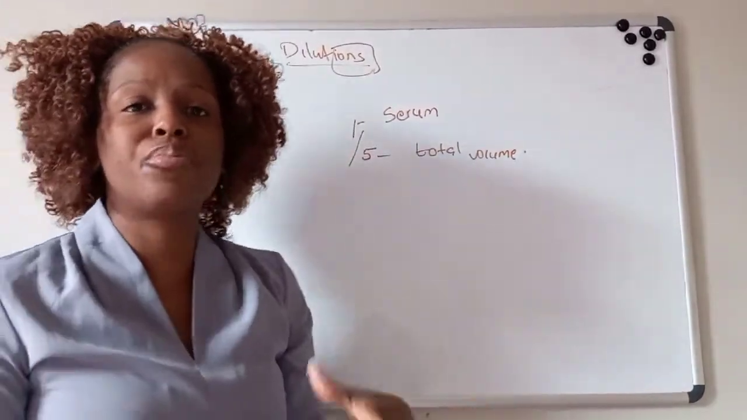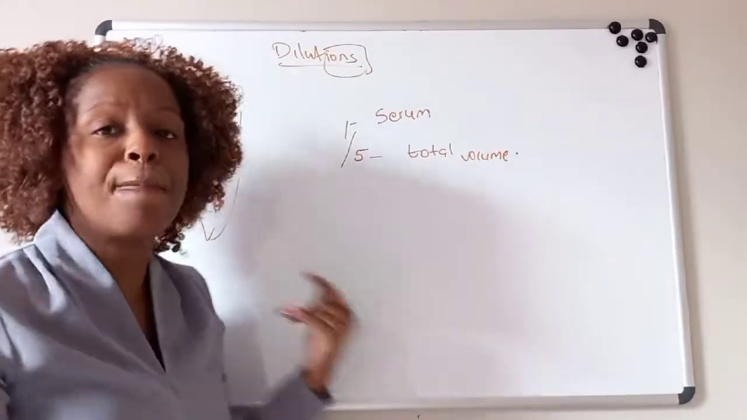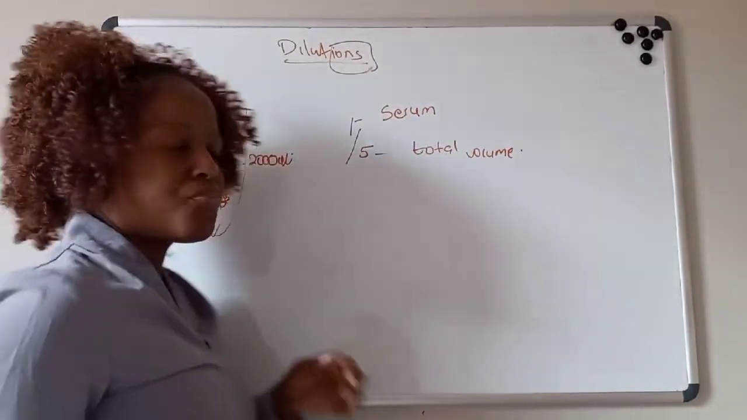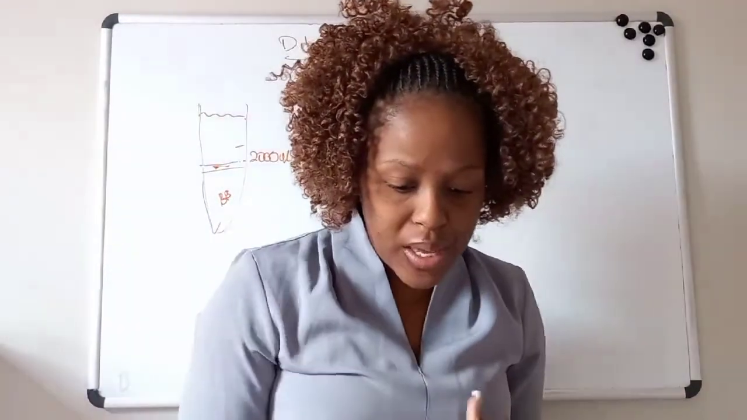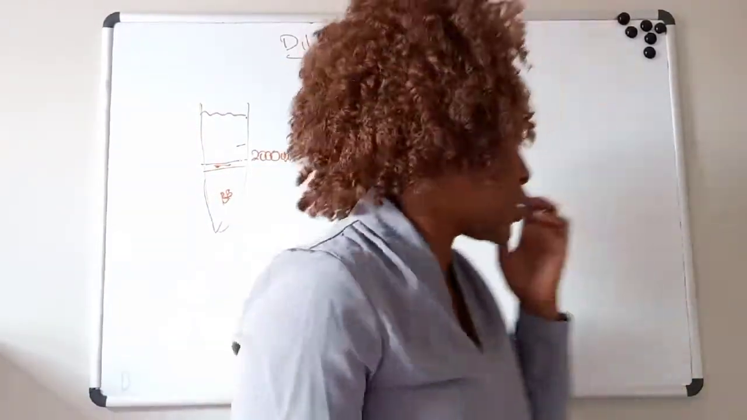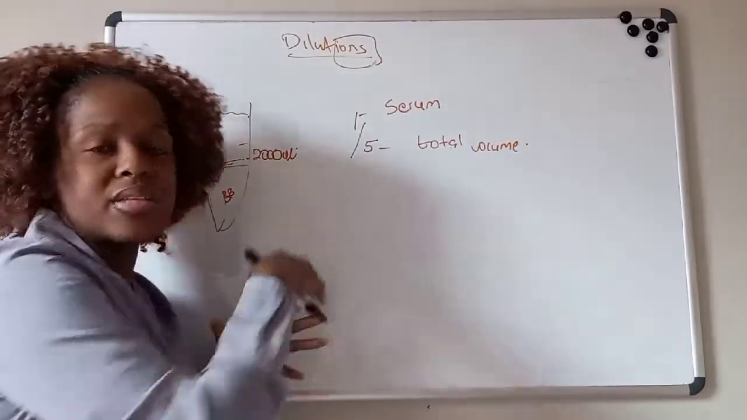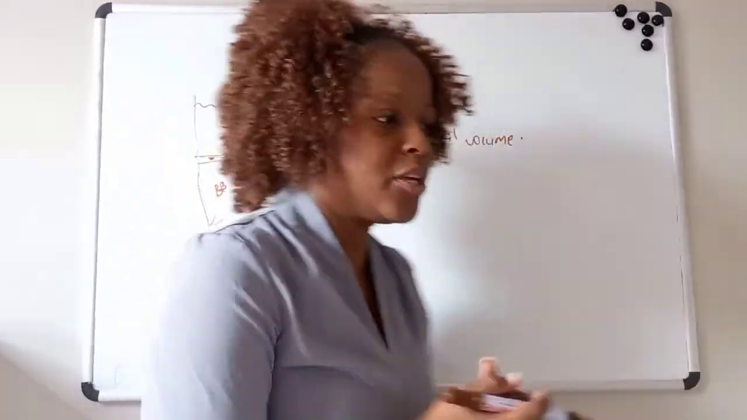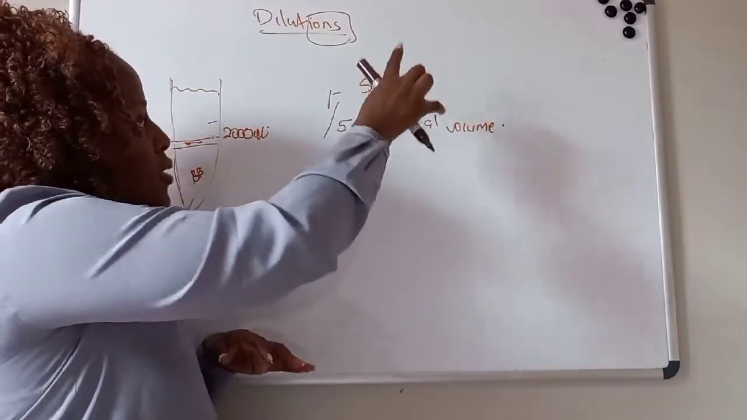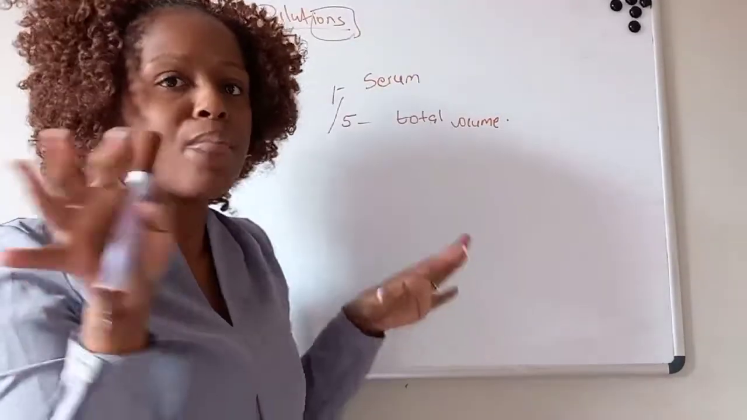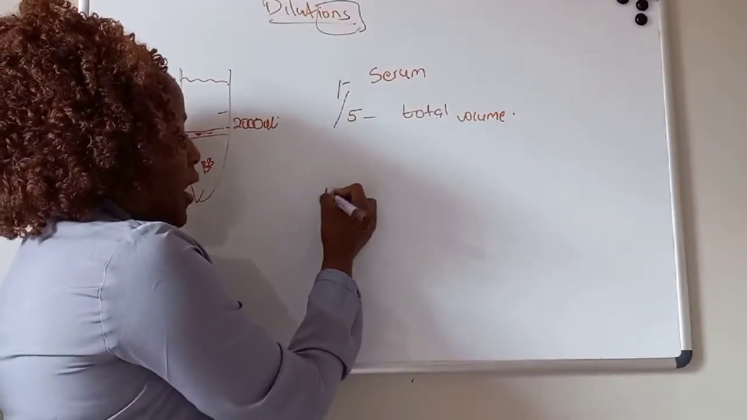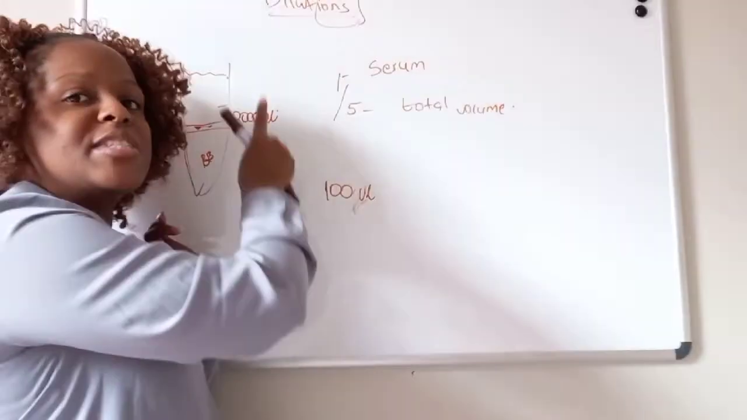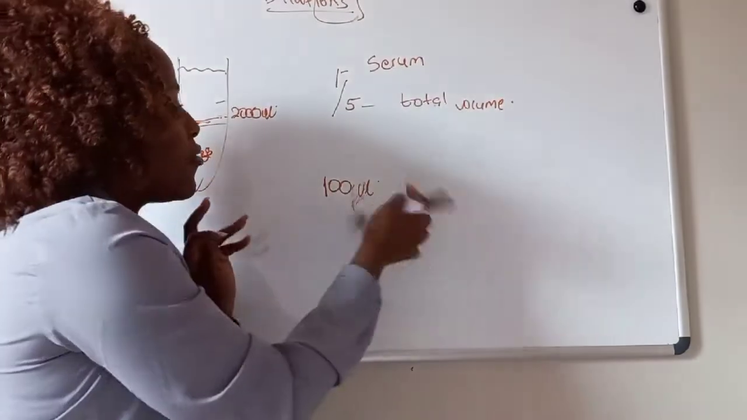Let's say in your patient sample you have a total of 2,000 microliters of serum, and now you need to do a 1 in 5 dilution. So you can say, okay, if I have 2,000, from 2,000 I can get 100 microliters. So let's say you decide, okay, for my part of serum, I'm going to use 100 microliters because my serum is more than enough.